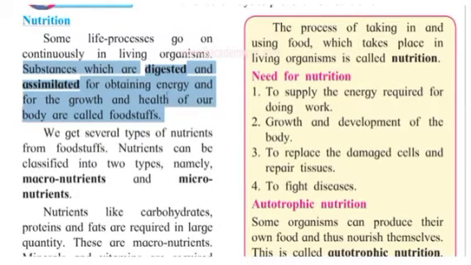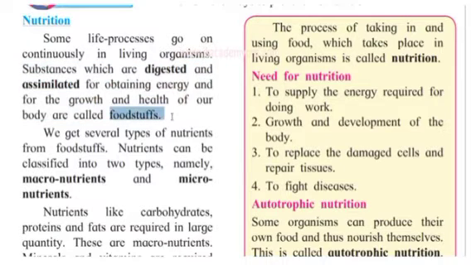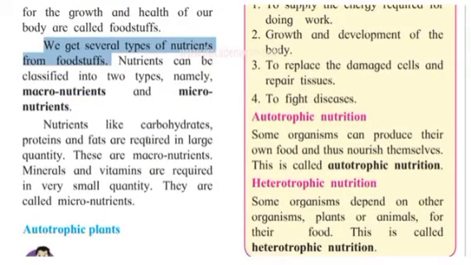So to get the energy, and not only energy but for the growth of the body, growth of the various cells and tissues, and for fighting disease, for the health of our body. So all these substances that we take are called foodstuffs, and we get several types of nutrients from foodstuffs. So there are various nutrients that we get.